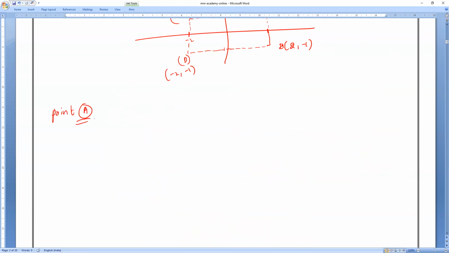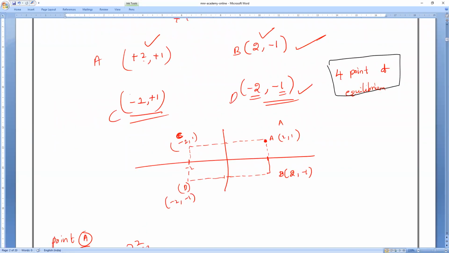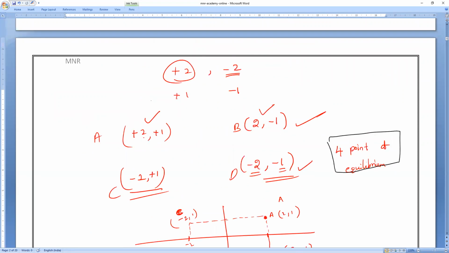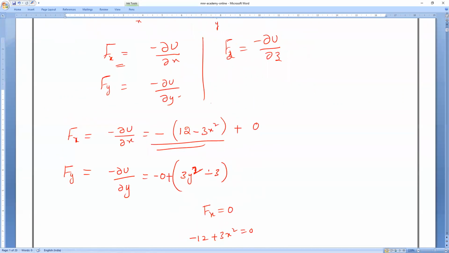If you all observe, point A, d square U by dx square. I'll verify the X point first and the Y point later. Because X point, what is X point, guys? At point A, what is that? Fx equals the differentiation, 12 minus 3x, sorry, 12 minus 3x square. Am I right or wrong, guys?